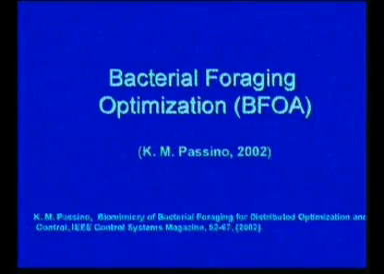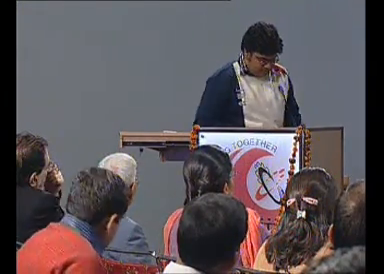It was proposed by K.M. Passino of Ohio State University, US. First, he laid the foundation of bacterial foraging, where the behavior of Escherichia coli bacteria, which are actually responsible for causing colitis type of diseases, is imitated to solve distributed and single optimization problems.